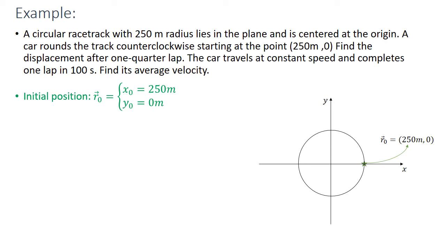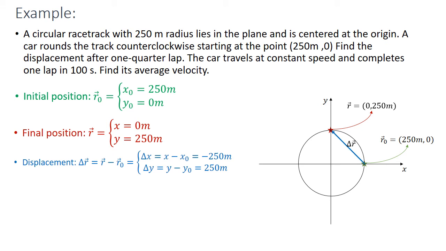After 1/4 of a lap, it ends up here on the positive y-axis. So if I draw the final position, its x component is 0 and the y component is 250 meters. So I can write it as (0, 250 meters). The displacement is the vector pointing from the initial position to the final position. If I draw the displacement vector, that would be it. By definition, the displacement vector, delta r vector, is equal to r vector minus r0 vector. So it's the final position minus the initial position.